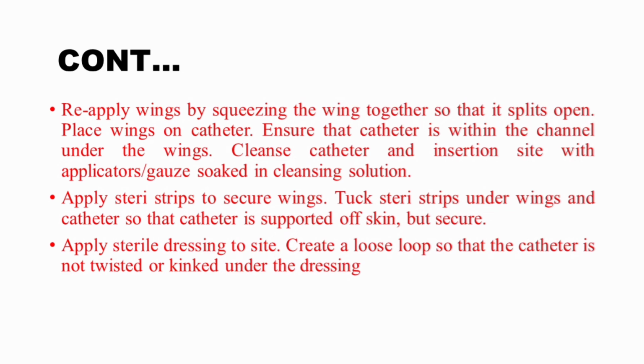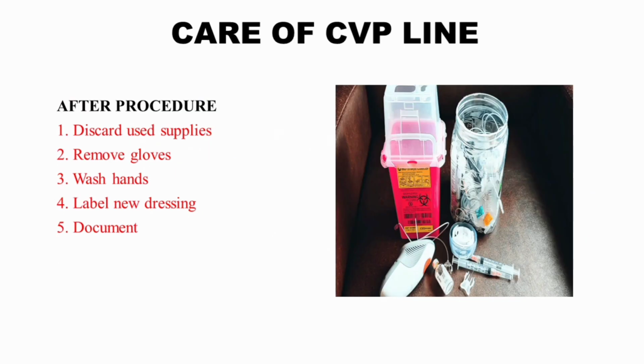Apply sterile dressing to the site. Create a loose loop so that the catheter is not twisted or kinked under the dressing. After the procedure, discard the used supplies, remove the gloves, wash your hands, label the new dressing and document in the file.